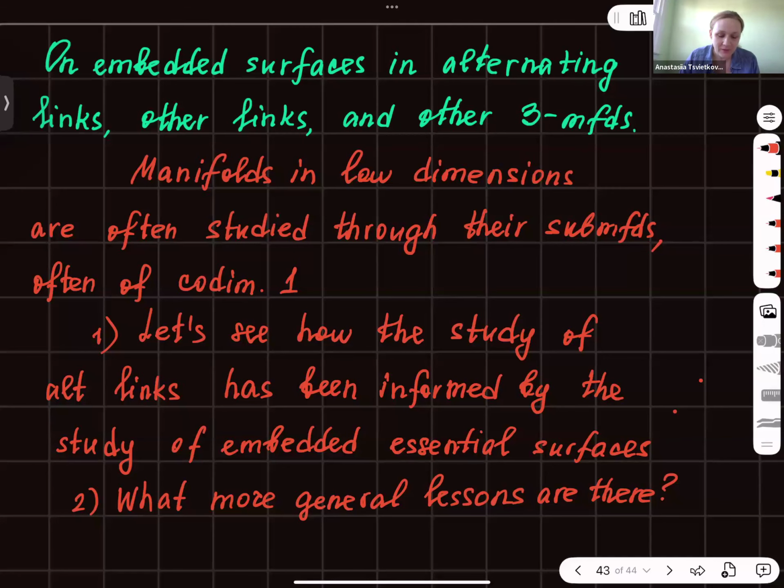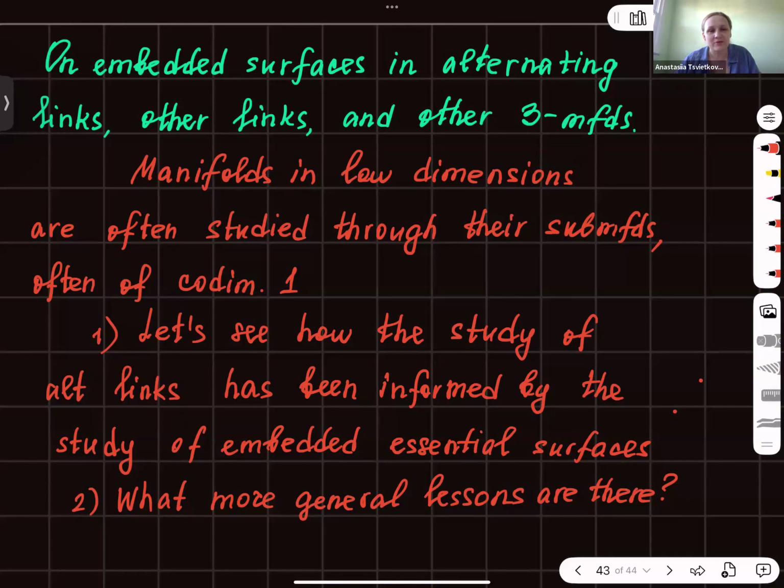And I'll be speaking about embedded surfaces in alternating links, other links, and other three manifolds. You might notice that the title is a bit long, and really what I want to talk about is maybe the evolution of techniques and how they develop, and how something for a small family can inform something bigger.